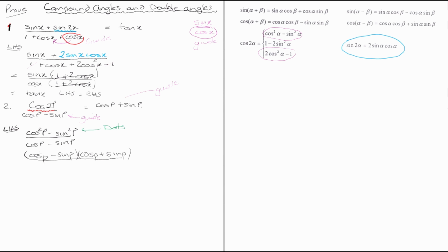Right, divide and you'll be left with cos p minus sin p, and that cancels with that, and we are left with cos p plus sin p, which is exactly what we want. Cos p plus sin p, and then that is left hand side equals right hand side.